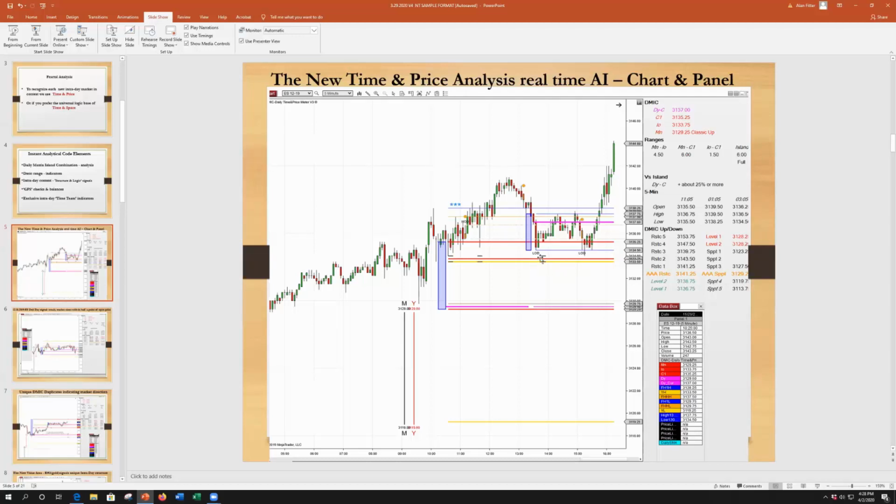Now we see the PM signals LOD. This LOD signal means lower the DMIC day, and it indicates a probable reverse point.